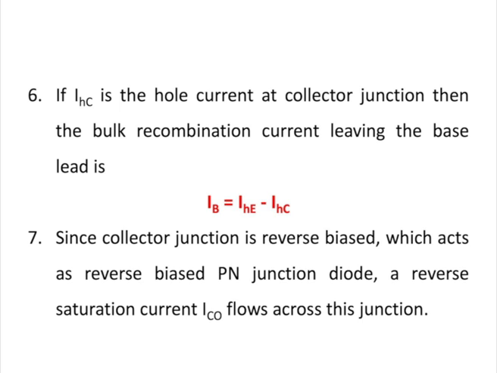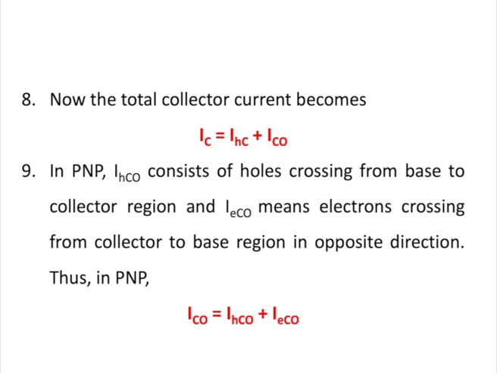This is one formula. Next, we have another current. What is the other formula? The base current. What is the base current formula here? The base current formula is I of He minus I of Hc. Next, we have another formula, the collector current. What is the collector current? I of Hc plus I of CO. Here I of CO represents the reverse saturation current. This reverse saturation current again has a hole component as well as an electron component.